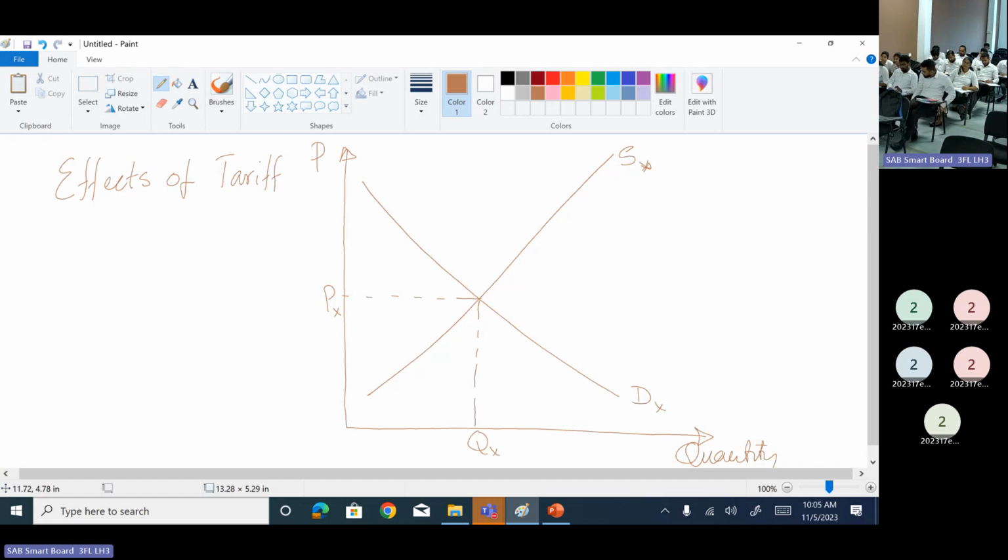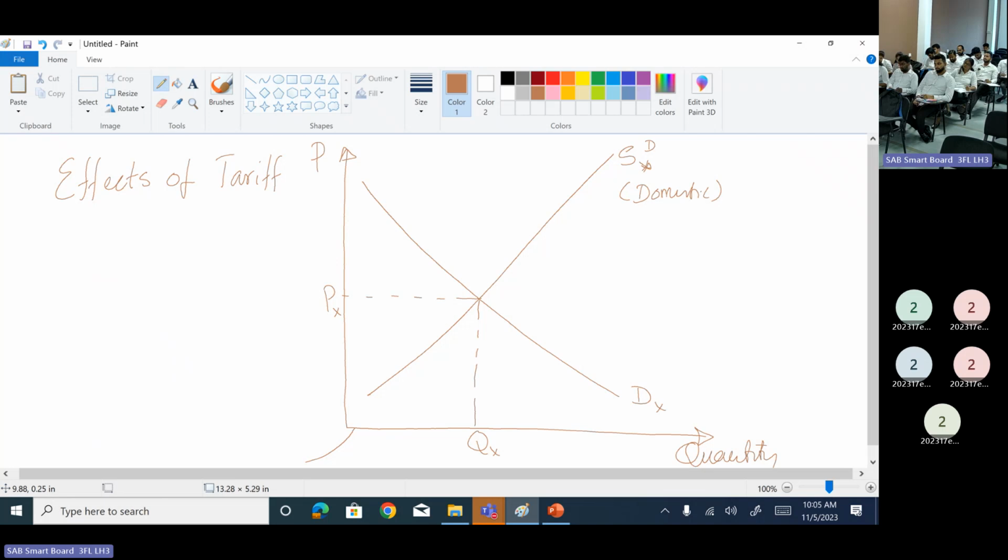Now suppose we are going to import this product. If we domestically produce, this is the domestic supply. Now we are with free trade, so we are going to import this product. How do we incorporate that into our model?